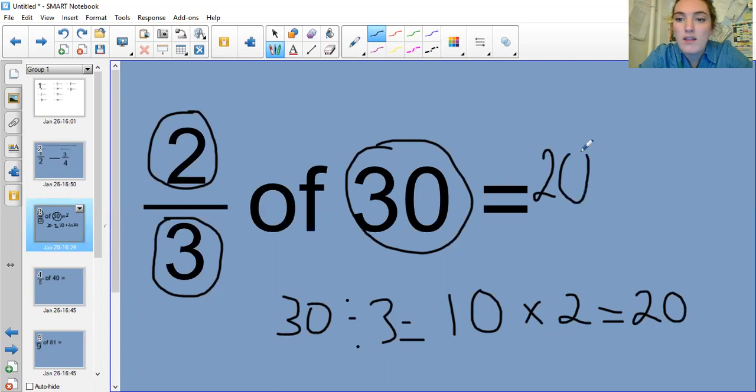And what I like to tell myself is divide by the bottom, times by the top. Divide by the bottom, times by the top. Okay, let's look at a few more examples.